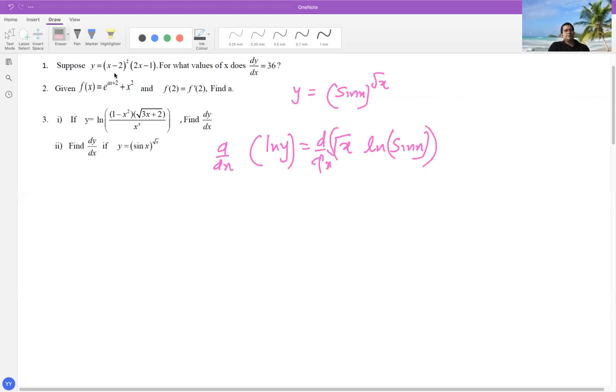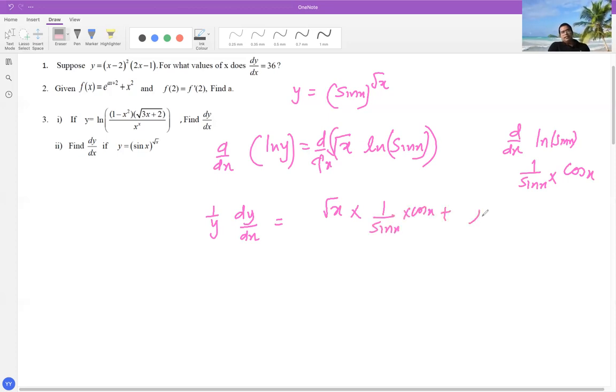So ln y derivative is 1 over y times dy by dx, and this equals the product rule out here. So root x times the derivative of ln sine x. Now the derivative of ln sine x is 1 over sine x times cos x, plus ln sine x times the derivative of root x, which is, since we've done so many questions, I can just remember that and write it straight away in this form.